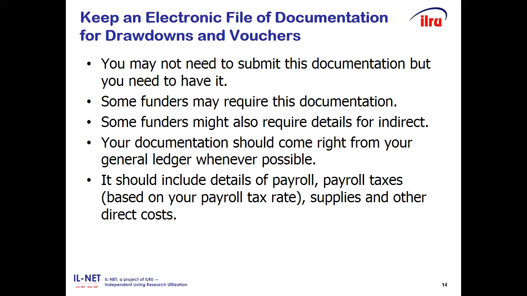analyzed, for example, if you have multiple funders for one cost objective. So you'll start with your general ledger. In that case, go through an Excel spreadsheet or some other sort of analysis. But always try to start with your general ledger. That way, you're sure you're not missing anything and you're not duplicating anything. And of course, you should have all of the details of payroll taxes, supplies, and other direct costs. And that's 14.